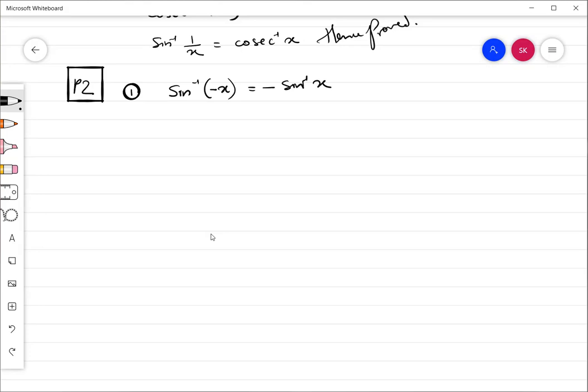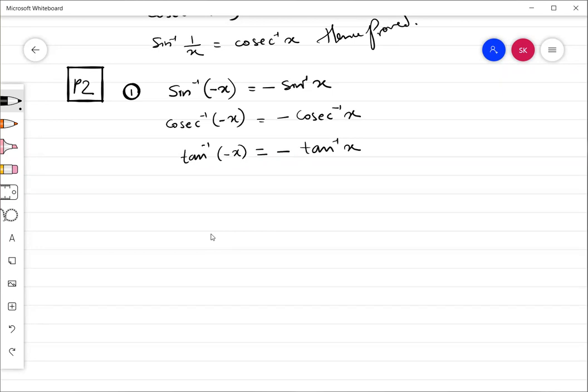I told you which functions are related to sine: those whose range is related. Sine inverse, cosec inverse, and who is the third guy? Sine inverse, cosec inverse, and yes, Vasudha, correct. It is tan inverse. Okay, sine inverse of minus x is minus sine inverse of x.